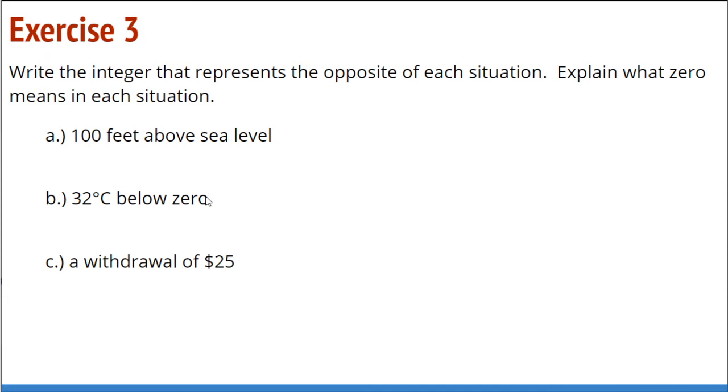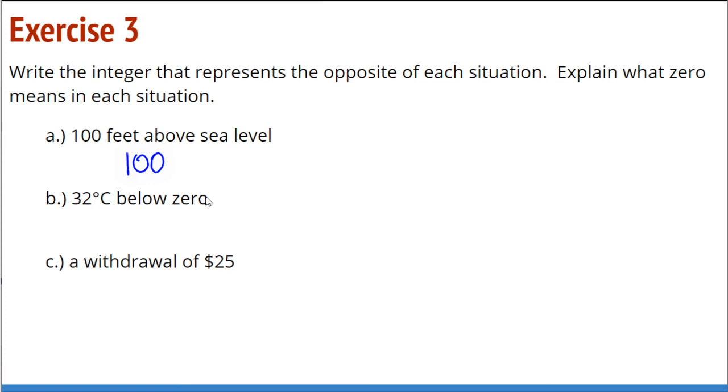Exercise 3. Write the integer that represents the opposite of each situation. So first we need an integer to represent the situation, and then we need to think about what would be the opposite of the situation. And we need to explain what does 0 mean in each of these situations. So I've got 100 feet above sea level, so the integer is a positive 100 that I can write without the plus sign. I don't have to have that plus in front of positive numbers.